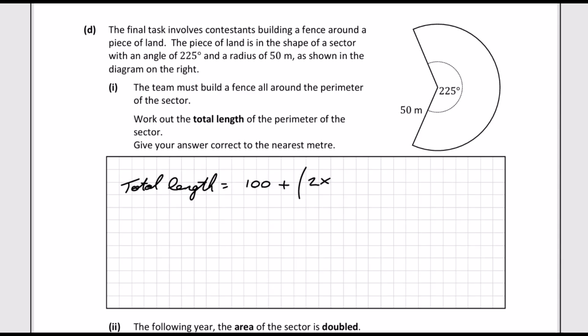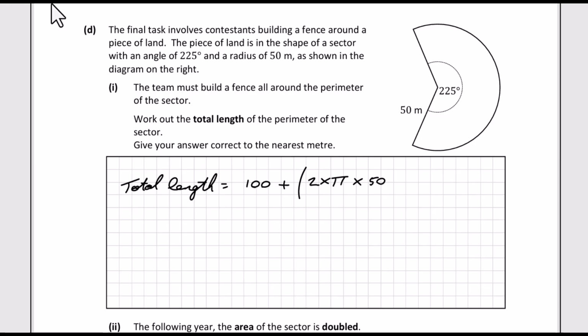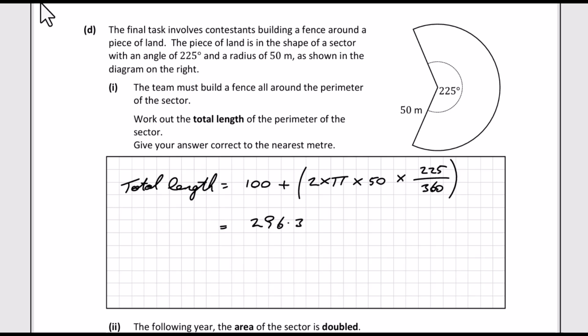It's 2 times pi times the radius of the circle, in this case 50. You can imagine if that was a complete circle there, the radius would be 50. So we're just going to take 2 times pi times r, but we don't have a full circle, we have a fraction of a circle. So the fraction of the circle that we have is 225 over 360 degrees. You can do all of that on your calculator and you should get 296.3495 and so on. We want this correct to the nearest meter, so that's 296 meters.